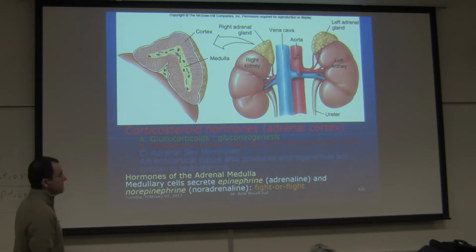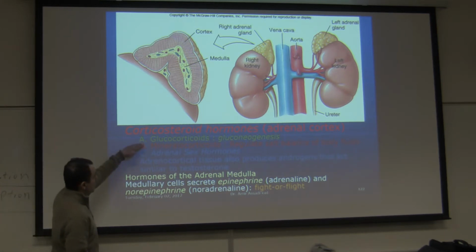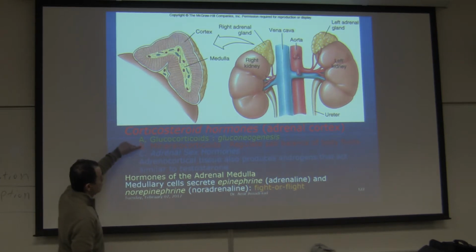These are the adrenal cortex. This would be zona glomerulosa, zona fasciculata, and zona reticularis. Okay.